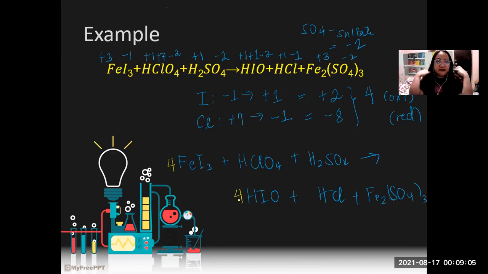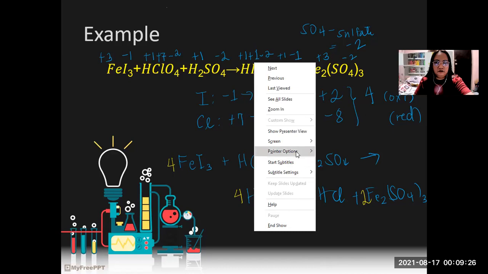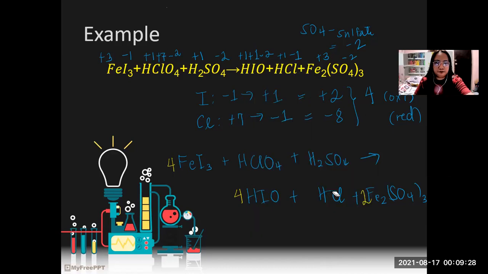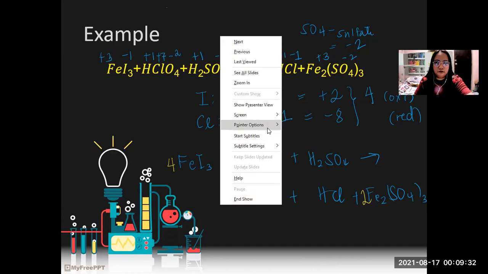So let's try to balance it. In balancing, again, the hierarchy is to balance first the non-oxygen, non-hydrogen elements. So let's start with iron. That's 4 irons here. You only have 2 here. So let's put a 2 here. That's 4. And then iodine here is 4 times 3, that's 12. So let's change this from previously 4 to 12.